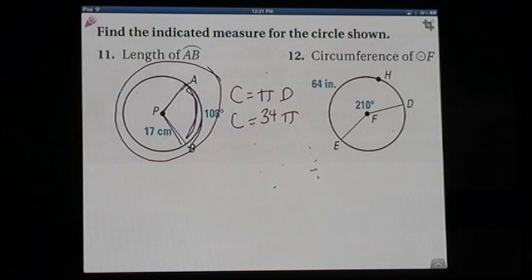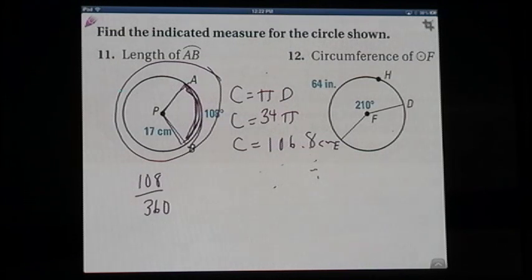And so you just punch that into your calculator. 34 pi is equal to 106.814, or 106.8. And that's in centimeters. Okay, now this is a length measure, so it's not going to be centimeters squared. Now, we want to know just this fraction, which is 108 degrees out of 360.